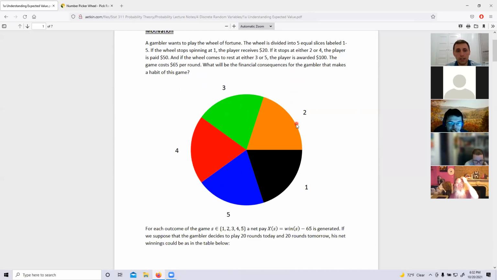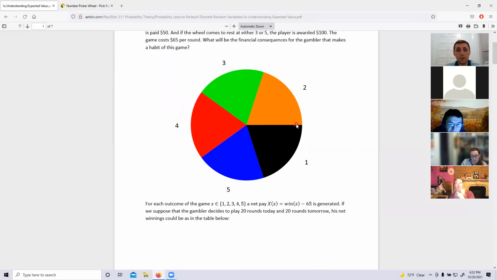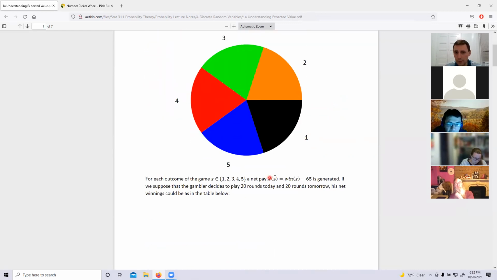Now, let's look at that very carefully. First of all, we have a random variable. The random variable is labeling the outcome. So what outcomes can I have? I have outcome 1, 2, 3, 4, or 5. That's my S, right? S is the universe. And X of S is how much money I win minus 65, because I don't care that I just won $20 if I lost 65. Do you agree? So you care about net gain. Net gain is win minus 65. Agreed?